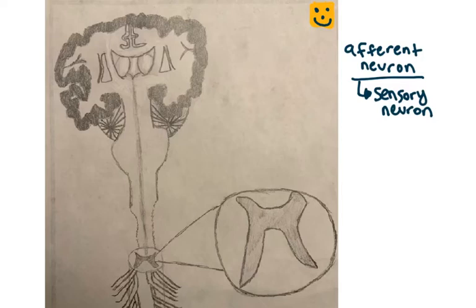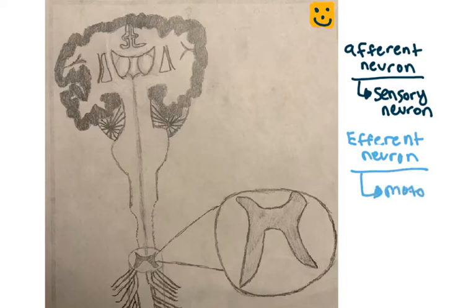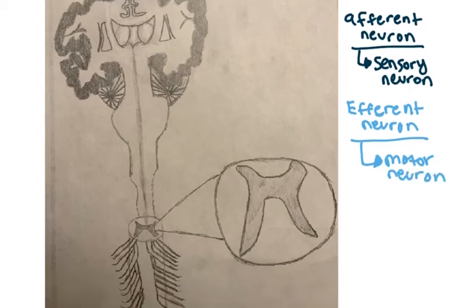I'm getting ahead of myself, so let's go and write down what an efferent neuron is. An efferent neuron, guys, is a motor neuron. So again, an afferent neuron is referred to as a sensory neuron, and an efferent neuron is referred to as a motor neuron. Alright, so one thing to make sure here is that we have a drawing again.